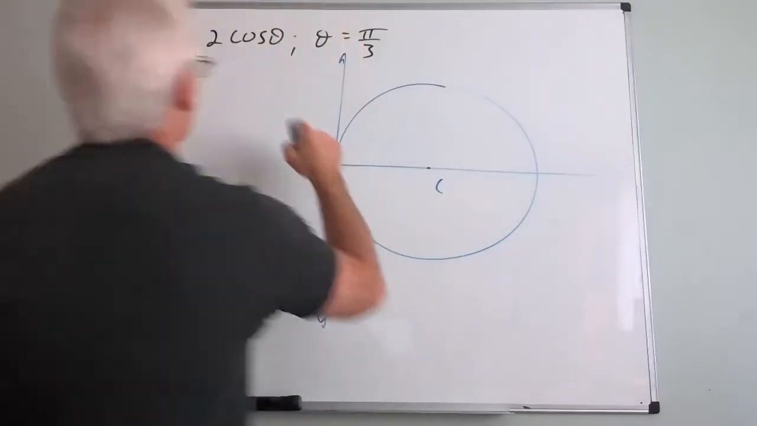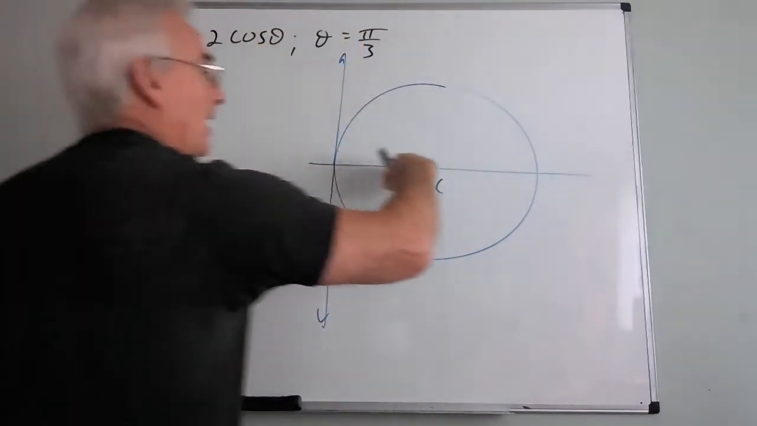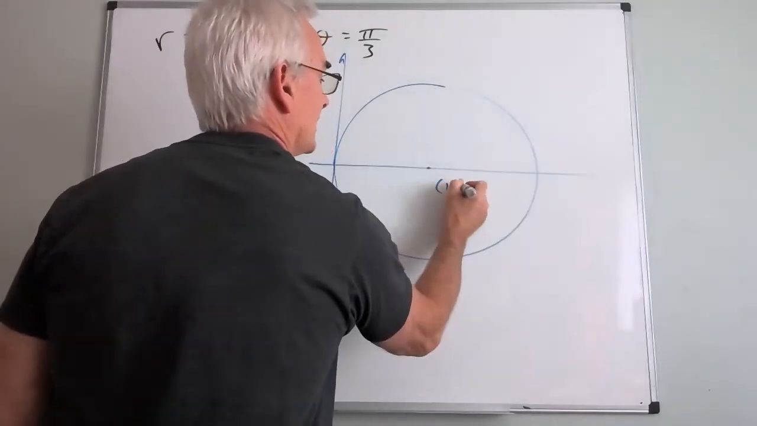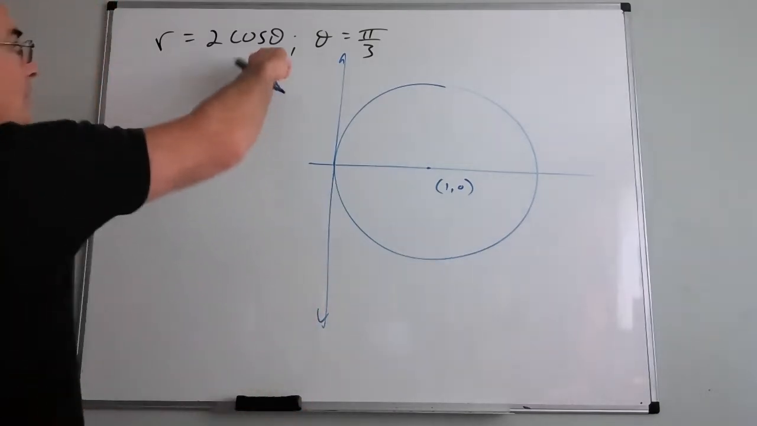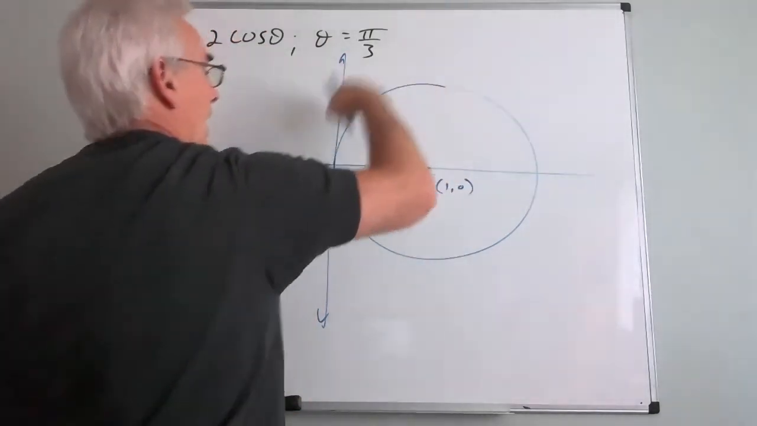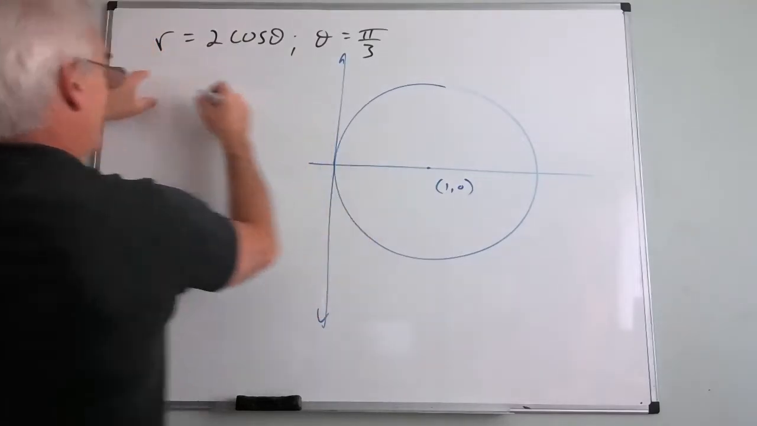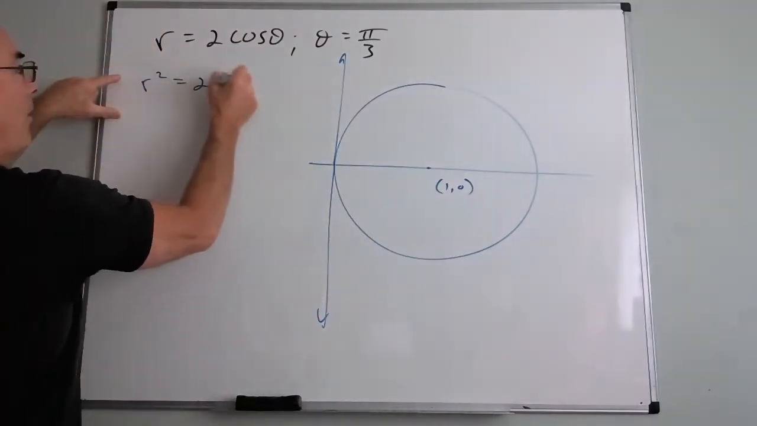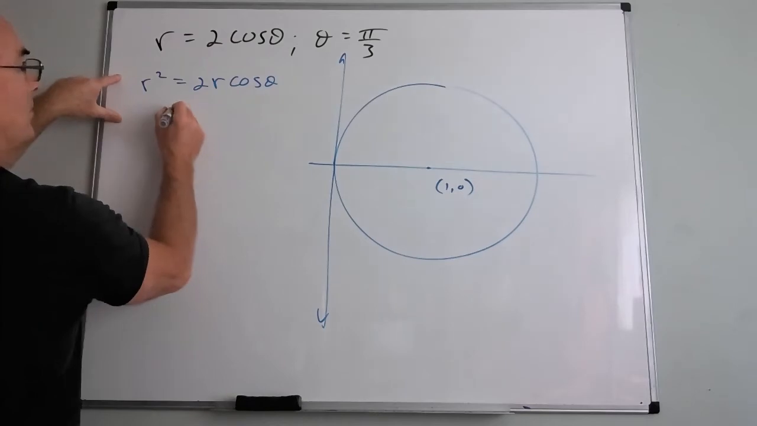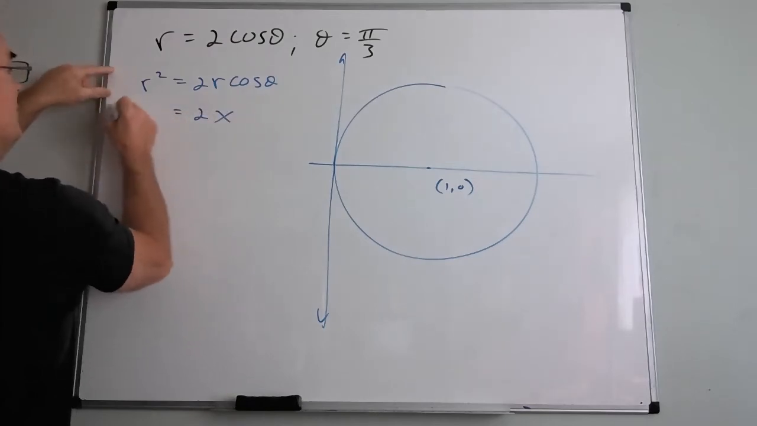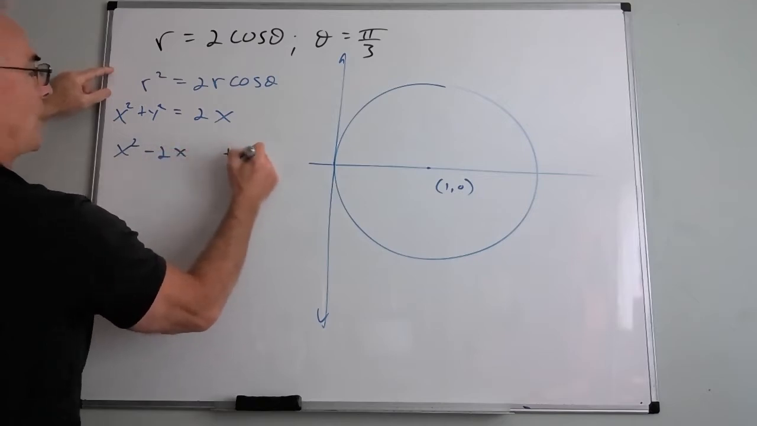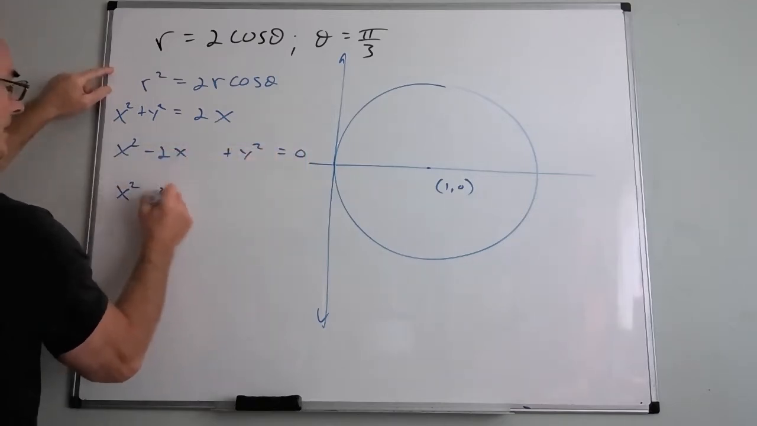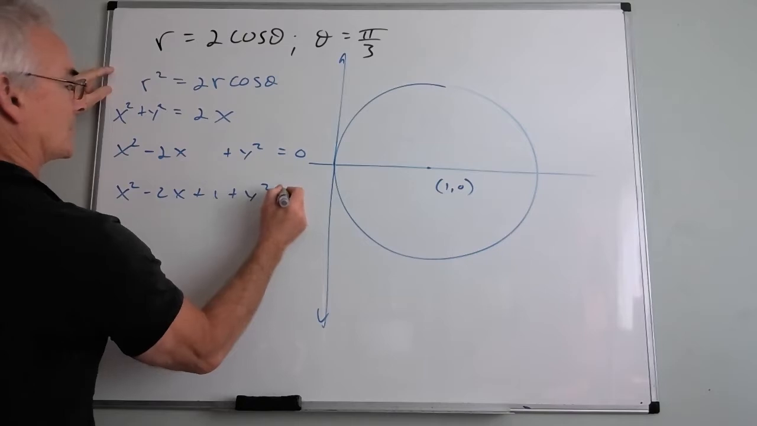This graph right here. Now, if theta were 0, I'd be at 2 units. So this right here is a circle of radius 1 centered at the point (1, 0). If you said, how do I know that? Well, first of all, if theta is pi over 2, I'm at 0. So R equals 0 is a solution. So if I multiply both sides by R, I'm going to show you, we've done this problem before. Then this would be x squared plus y squared is 2x. So x squared minus 2x plus y squared is 0. X squared minus 2x plus 1 plus y squared is 1.